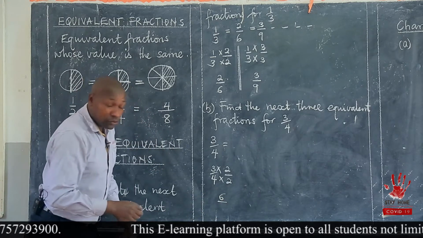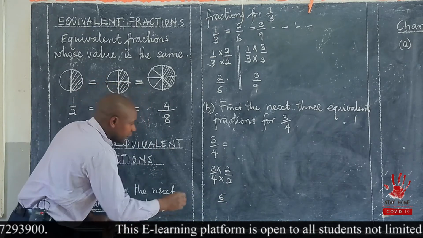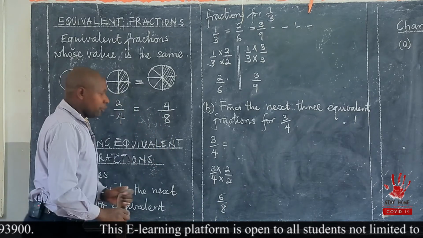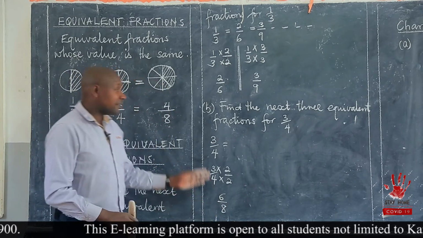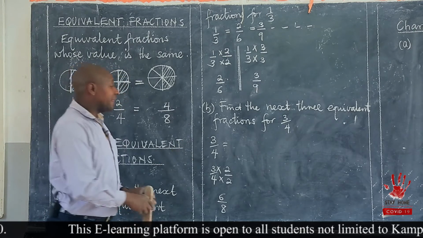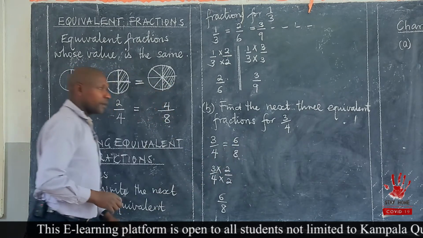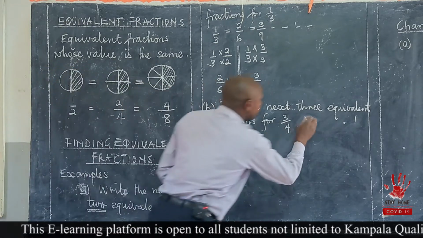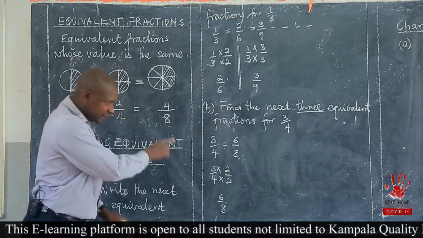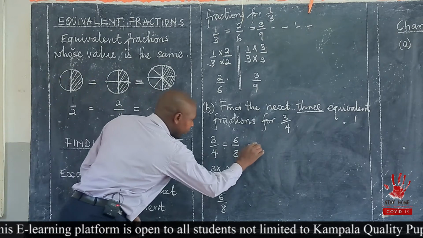Then 4 times 2. Yes, good. Somebody saying 8. So, 6/8 is equivalent to 3/4. So, we shall have 6/8. But they have asked us to find 3 of them. This is the first. Let's look for the next.